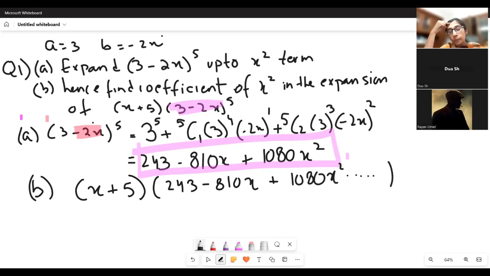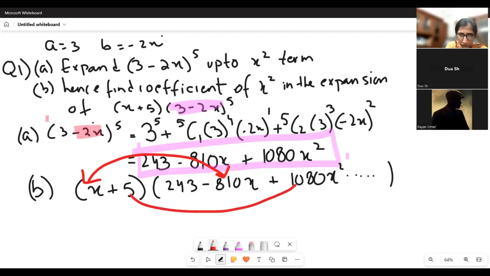Now when we multiply these terms, which multiplications give us x squared? Because we just have to find the coefficient of x squared. What do I multiply between these brackets to get an x squared answer? x with minus 810x, and then 5 with 1080x squared. Very good. So when you multiply these two, you get an x squared term, and when you multiply these two, you get an x squared term. So that's all you have to do.